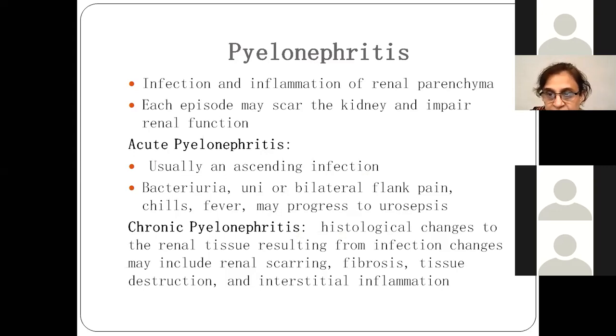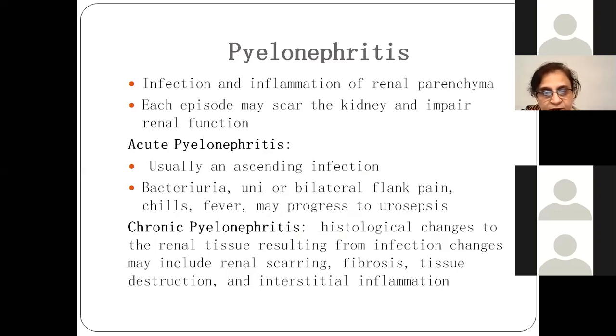And once the renal parenchyma is damaged, healing is going to cause scar formation, and with the scar formation, the normal renal function is going to be impaired. So pyelonephritis can further be of two types: acute pyelonephritis and chronic pyelonephritis.